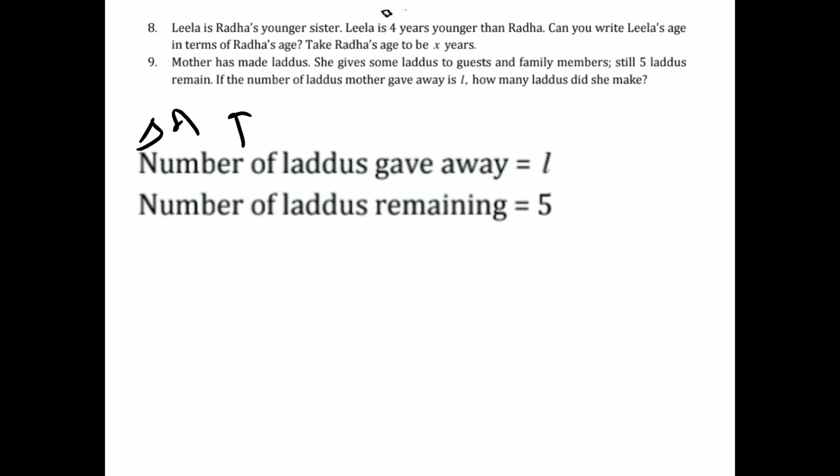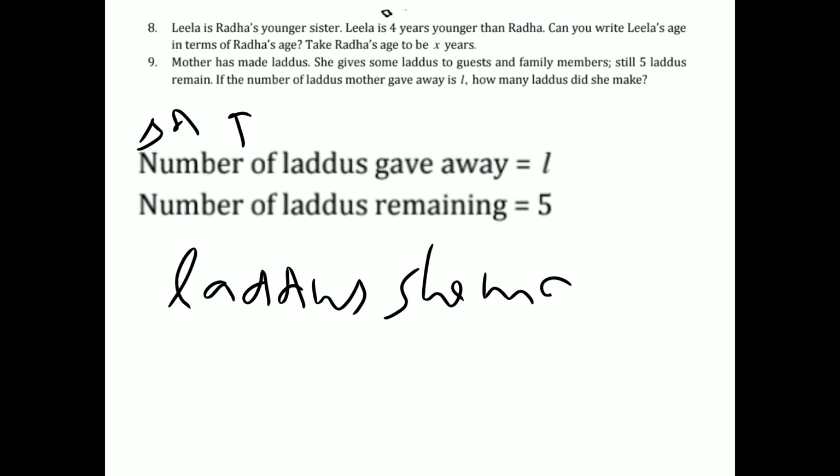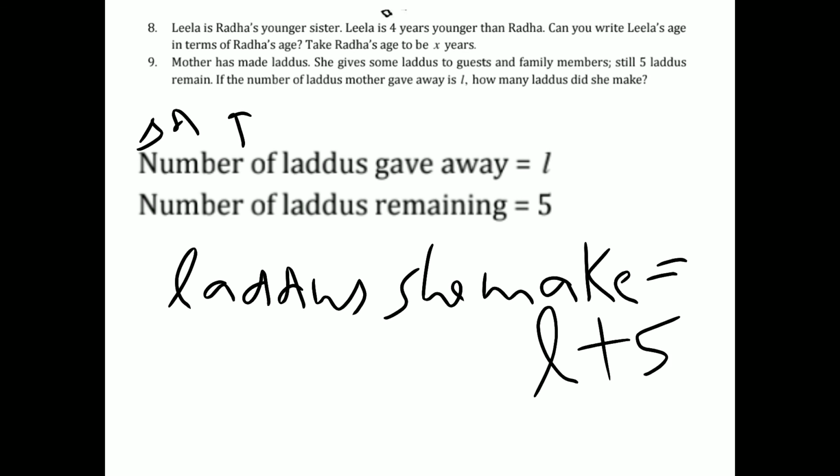She gives some laddus to guests and family members. Clear? So the number of laddus given away is L, because she has given L. 5 laddus remain. So the number of laddus remaining is 5. You have to tell how many laddus she made. The number of laddus she made is L plus 5. So the answer is L plus 5. Put it in a bracket if you wish.